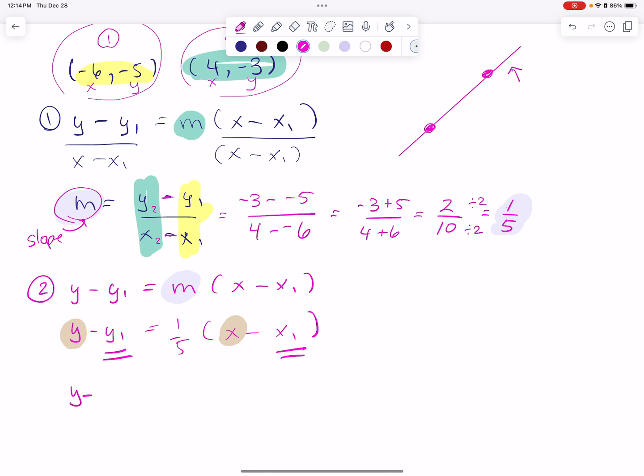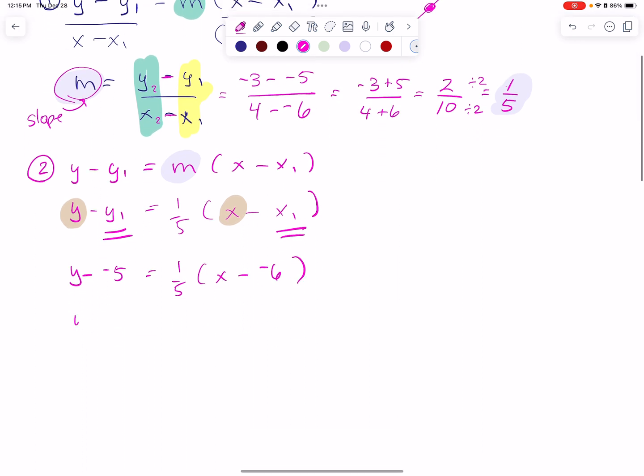So I would do y minus my y1, which is -5, equals 1/5 times (x minus -6). So I'm just going to simplify this here as y plus 5 equals 1/5, because remember, minus minus is plus, and this minus minus is plus, (x plus 6). So now you're going to distribute. You have y plus 5 equals 1/5 x plus 6 over 5.